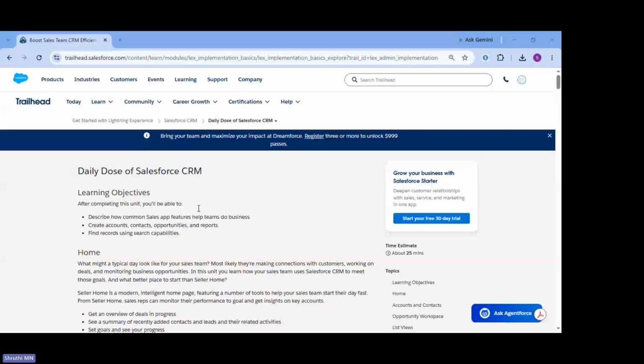Salesforce is not just a place where companies store customer information. It can actually show you who your customers are, who you're talking to, which deals you're working on, and where those deals are going. And once you understand just four Salesforce objects, Salesforce suddenly becomes much easier to understand.